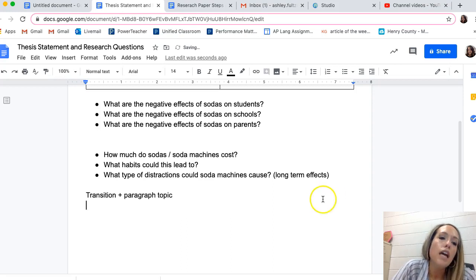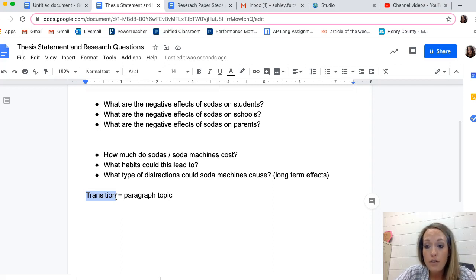All right, now when it comes to transition words, I do not want you guys to use first, comma, second, comma, third, comma, because we're trying to move away from that. If you did that last year in 9th grade, that is perfectly fine. We're just trying to refine our skills a little bit more.